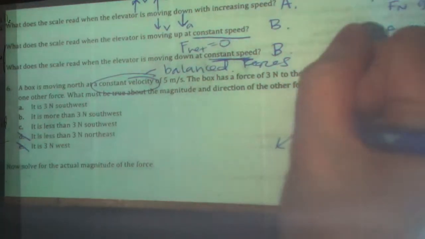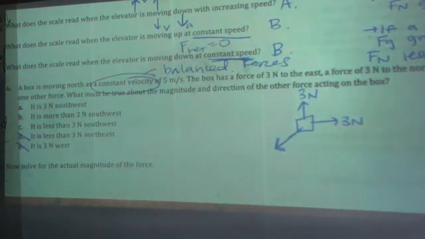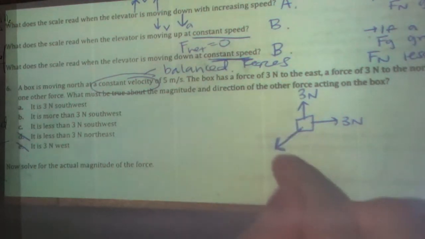So everyone should probably have gotten that pretty easily, just the direction. Now we need to know about the magnitude. So this force right here, is it exactly 3 newtons?